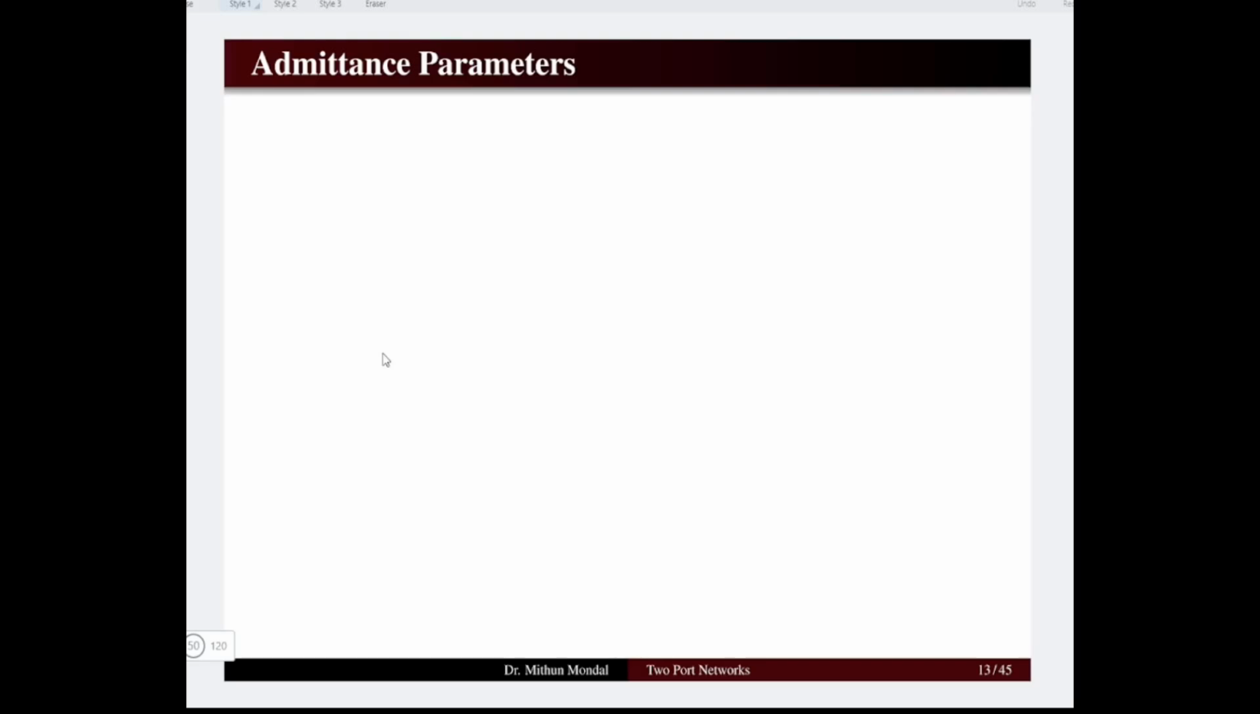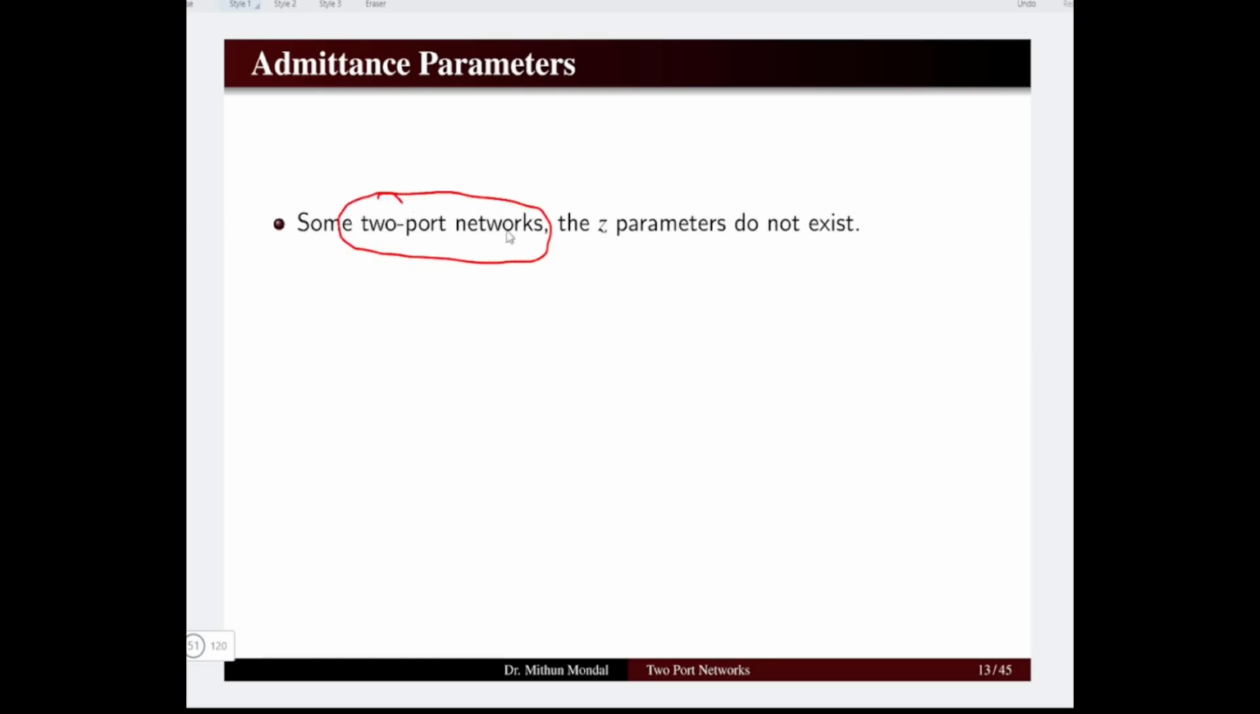Welcome to the next lecture in electric circuit analysis. We were discussing the two-port network. In the previous lecture, we have seen the impedance parameters, and in this particular lecture, we will focus our discussion on admittance parameters. We have seen in the previous lecture that certain two-port networks will not have the Z parameters. So Z parameters will not exist for certain two-port networks.